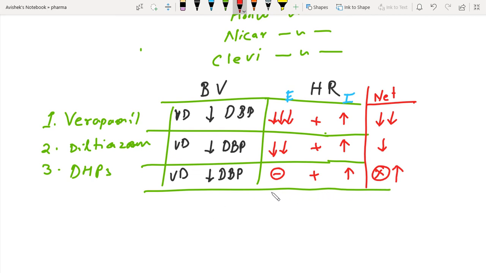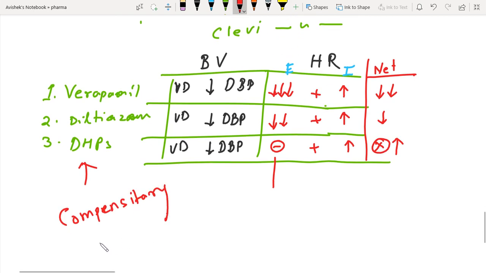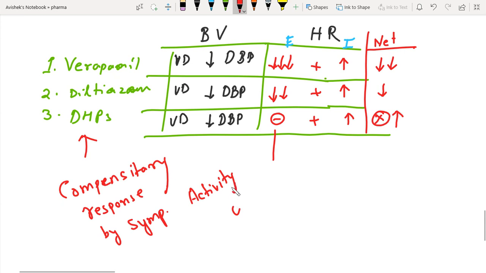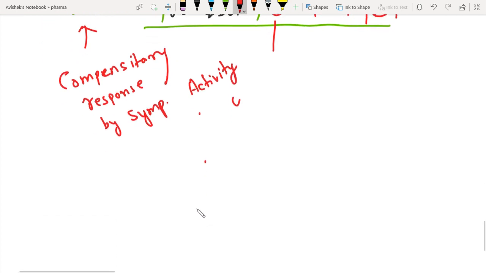So what is the reason we can give here? For dipines, it is the compensatory response by sympathetic activity. Now we are done with calcium.